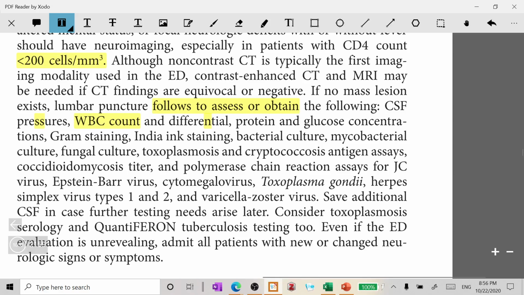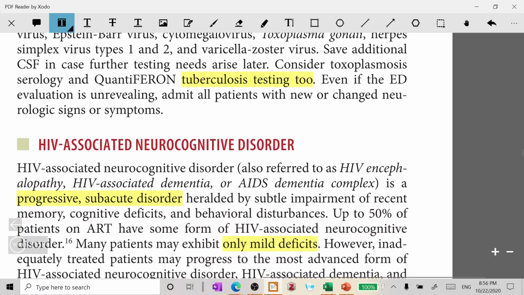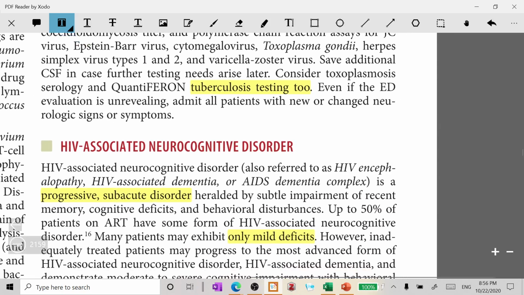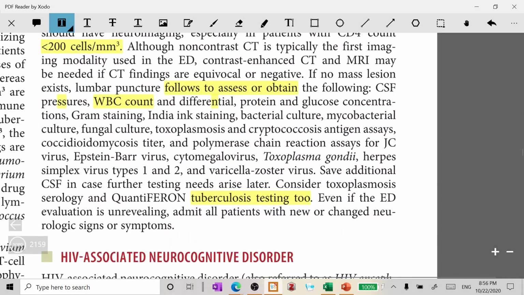So this is an exhaustive list. We have to save additional CSF for any further testing. Toxoplasmosis serology and QuantiFERON tuberculosis testing can also be sent. Based on this, we might be pinning down a certain diagnosis. So this is the ED presentation and some of the things that we may encounter.